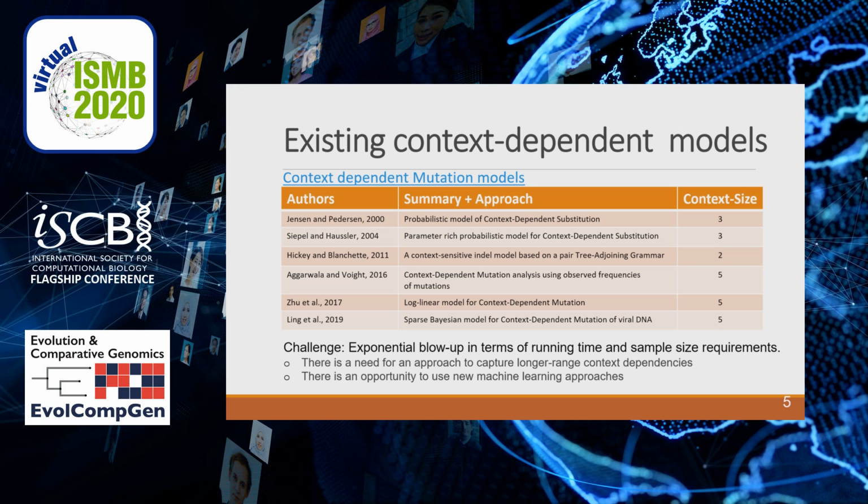Several approaches have been proposed to model substitution and indel rates in a context-dependent manner. Early approaches were based on simple word counting analyses, whereas more recent approaches take more sophisticated statistical approaches. However, due to the exponential blow-up of computational costs with the context size, these methods often limit the context up to 2 flanking bases around the mutation site of interest, which means there is a need for an approach to capture longer-range context dependencies. To achieve this, we could think about using new machine learning approaches to solve this problem.